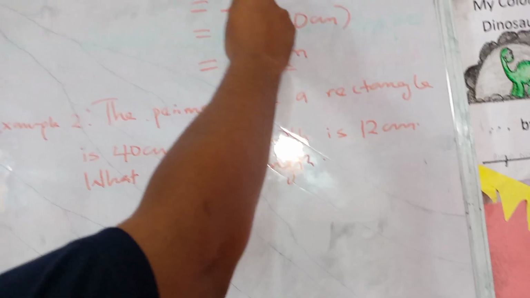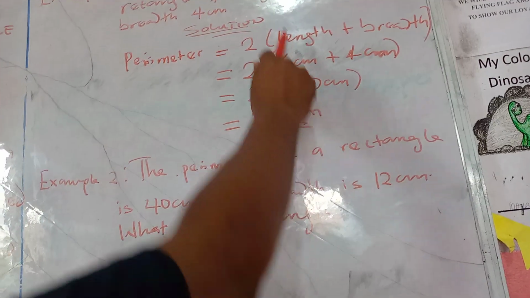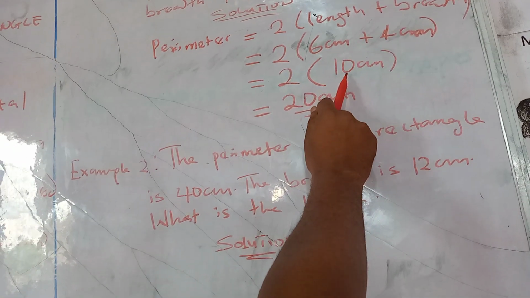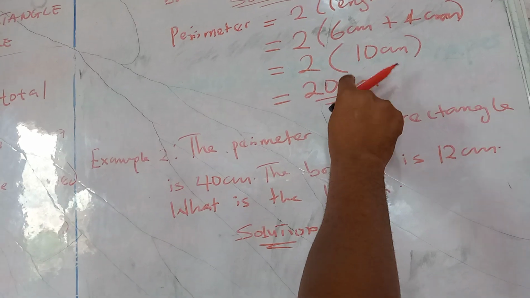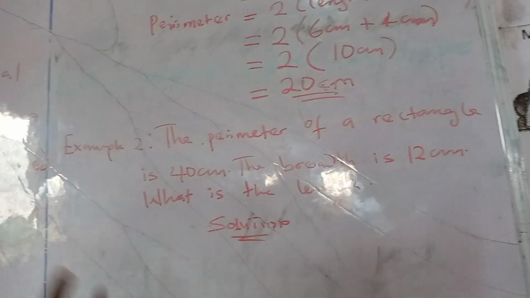You say 2 into bracket length plus breadth. We have 2 length, we have 2 breadth. What is length here? 6. What is breadth? 4. You add these two together to give us 10. 10 times 2 will give us 20 centimeter. So that's an example.